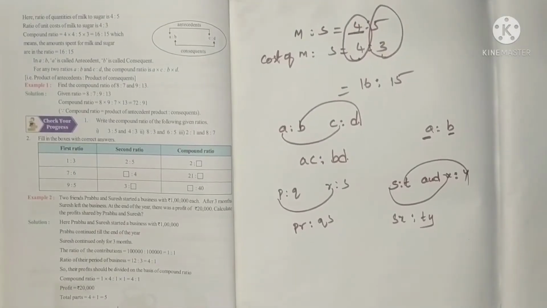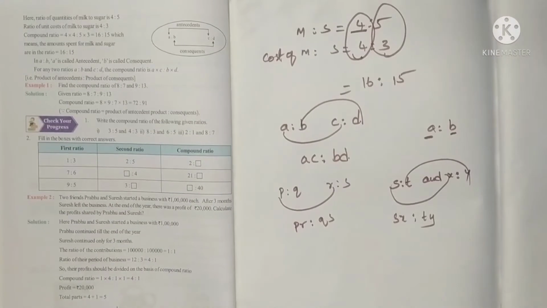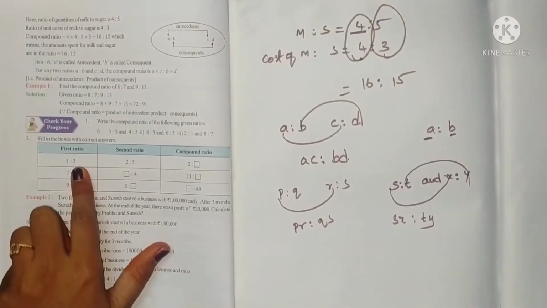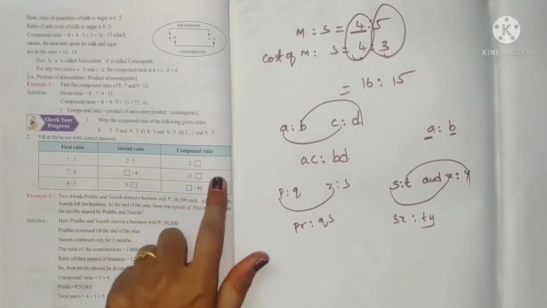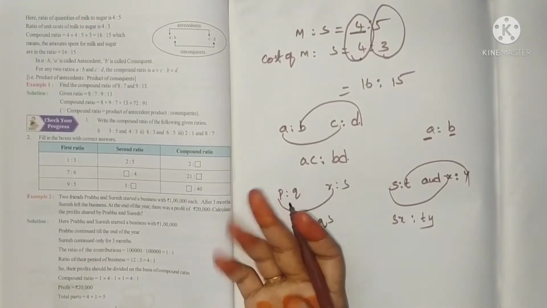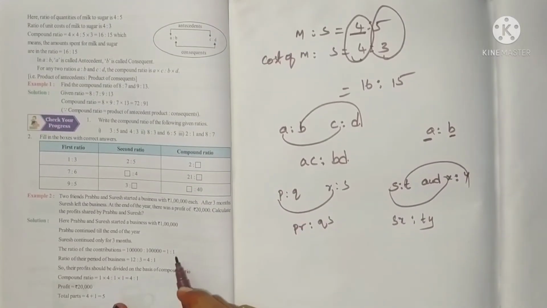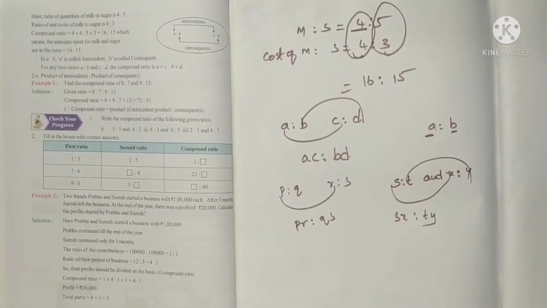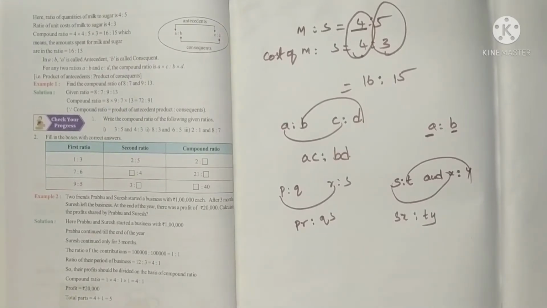Here in page number 4, we have the check your progress problem. Fill in the boxes with correct answers. So, there is first ratio, second ratio and compound ratio. 3 columns are there. We want to find out the missing terms. See, I told you compound ratio means product of first terms is to product of second terms.